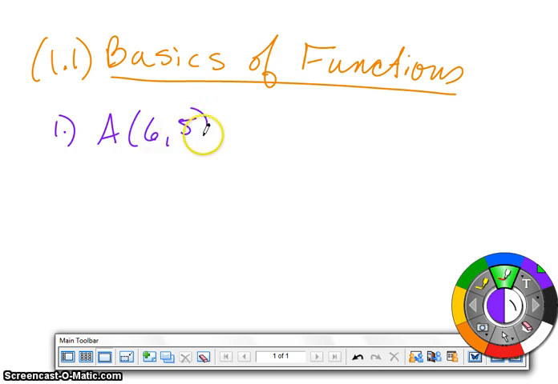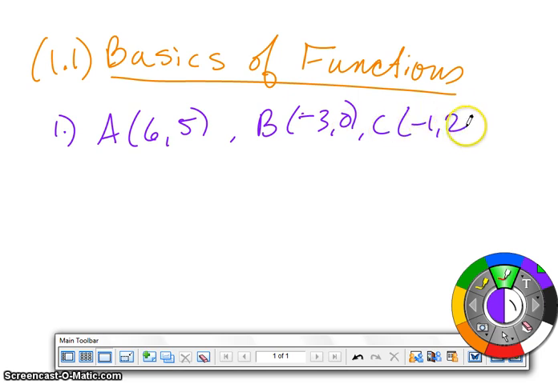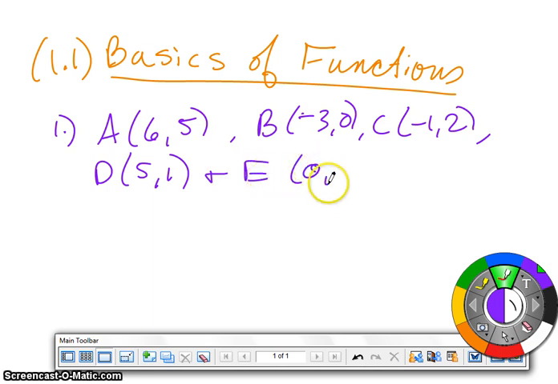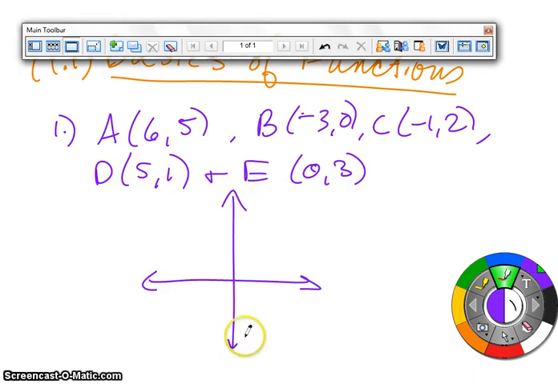You have A at 6, 5. You have B, which is at negative 3, 0. You have C at negative 1, 2. You have D at 5, 1. And E at 0, 3. You're plotting this on the coordinate plane. Okay. And you remember, you just have to count. That's really all you have to do. Okay, so as you do this, your stuff's marked for you.